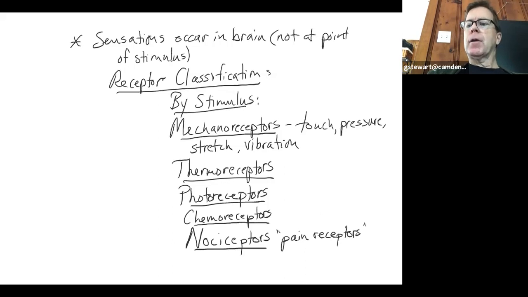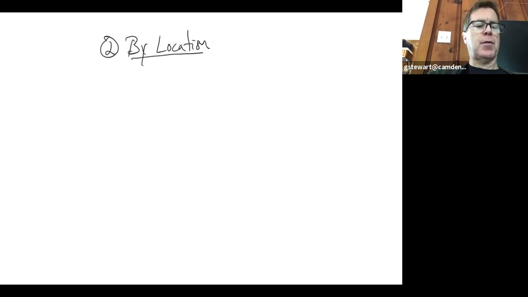Okay. Now I'm going to quickly classify receptors by location. So I'm going to put a number 1 here by stimulus, then number 2 by location. This was the first set of receptors that I wrote down at the very beginning of this conversation. Exteroceptors monitor the external world. So we find these around body surfaces.